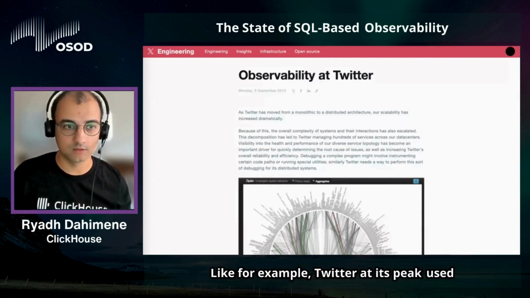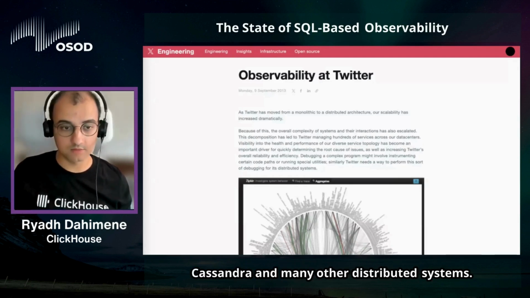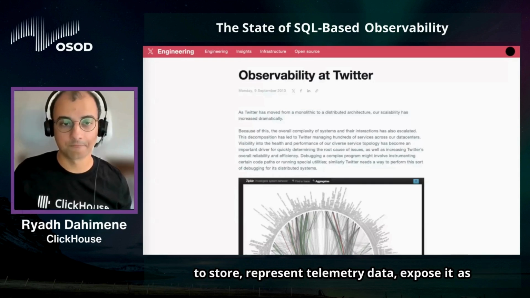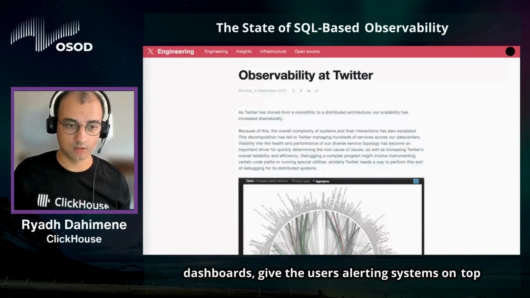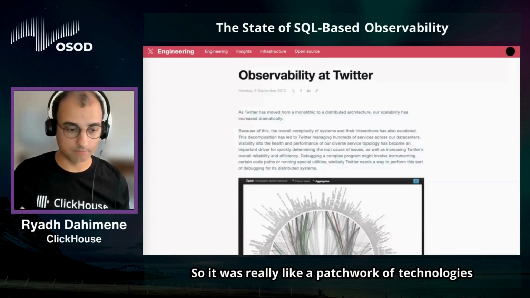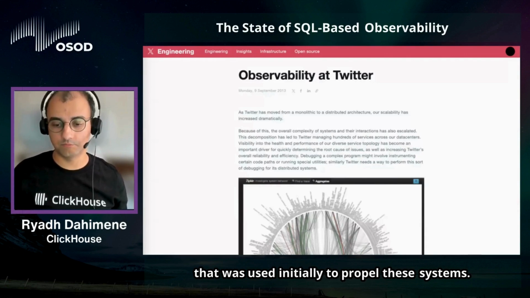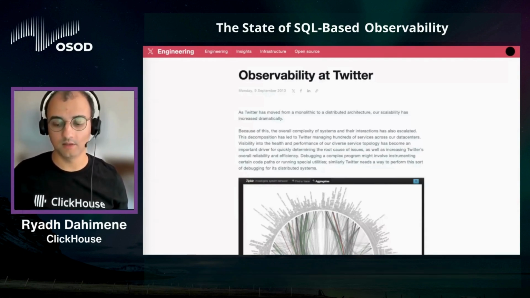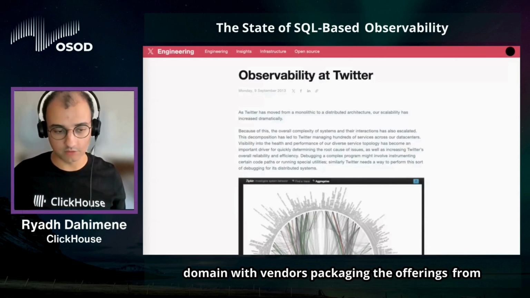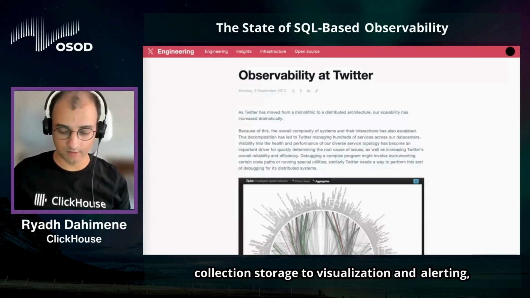For example, Twitter at its peak used Cassandra and many other distributed systems to store and represent telemetry data, expose it as dashboards, and give the users alerting systems on top of it. So it was really a kind of patchwork of technologies that was used initially to propel these systems. And then it quickly became also a commercial domain, with vendors packaging the offerings from collection, storage to visualization and alerting.